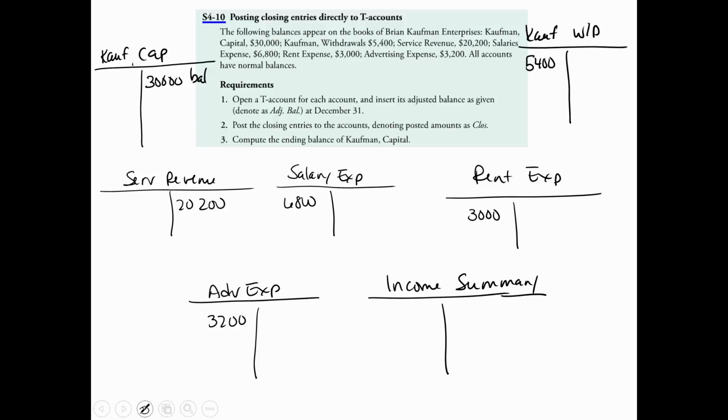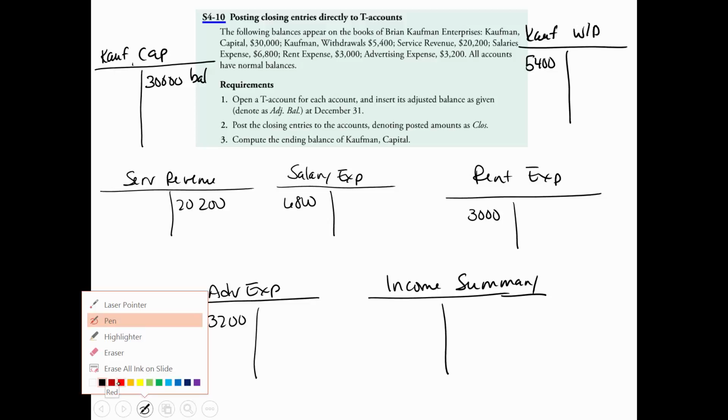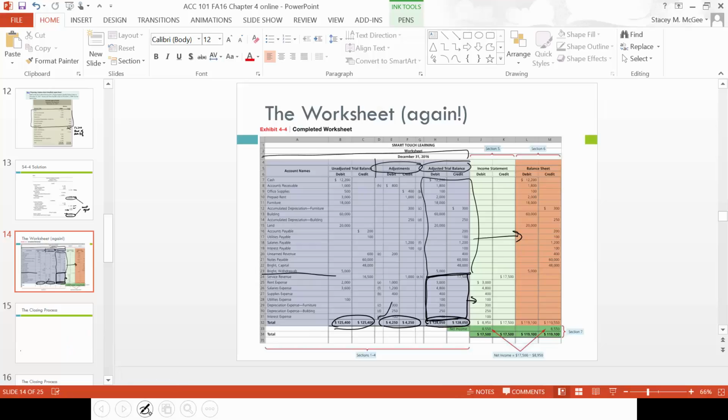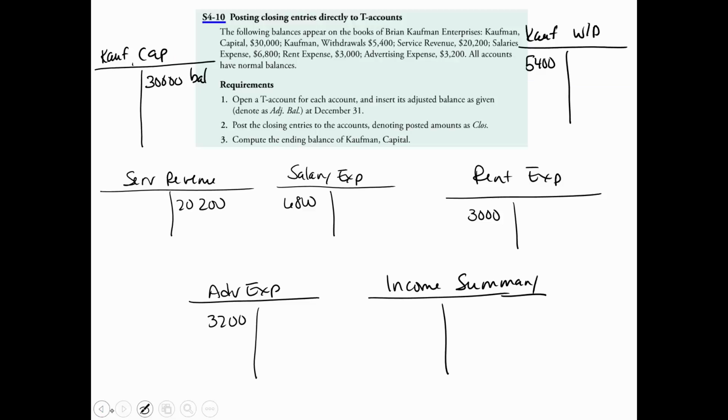So I'm going to switch colors here. Let's go with blue. All right, so the first thing I do in my closing entries is close the revenue to income summary, right? So I'm going to debit the revenue account, and I'm going to credit income summary $20,200. Then the next step, I'll just do a different color for each step.